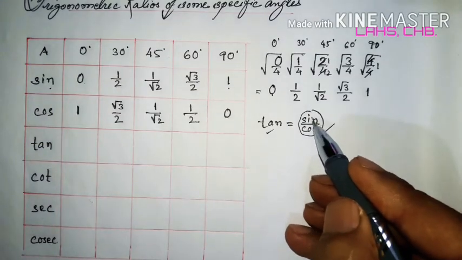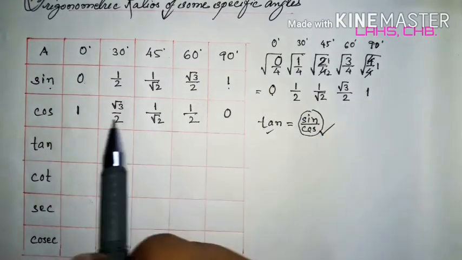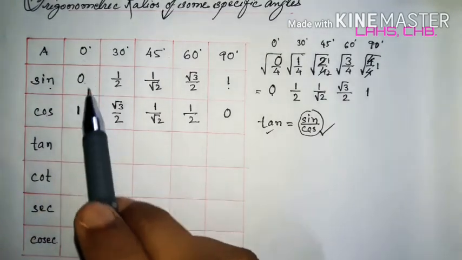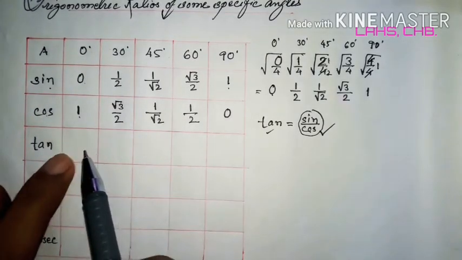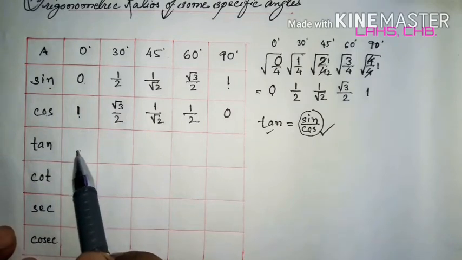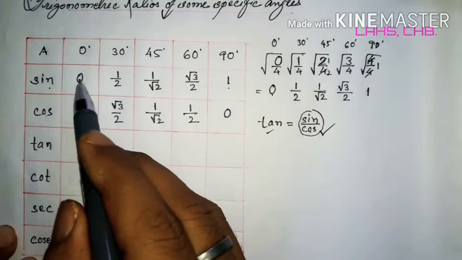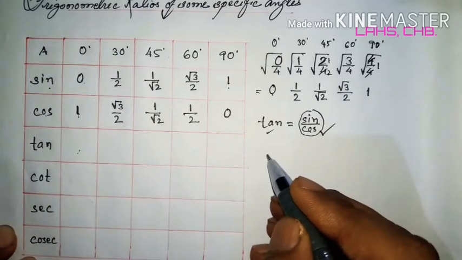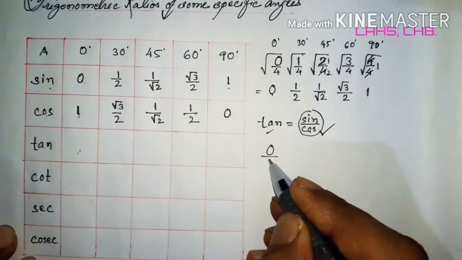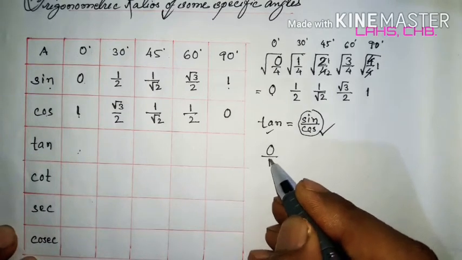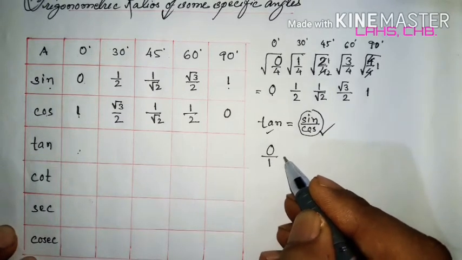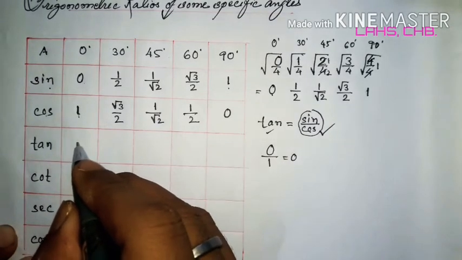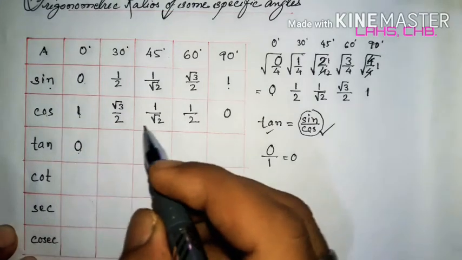We are going to divide sine value by cos. So see, sine 0 is how much? Sine 0 degree is 0, cos 0 degree is 1. So we need this value, tan 0 degree. We divide sine value by cos value, that is 0 divided by 1. The answer will be 0. So the answer we are going to write here is 0.